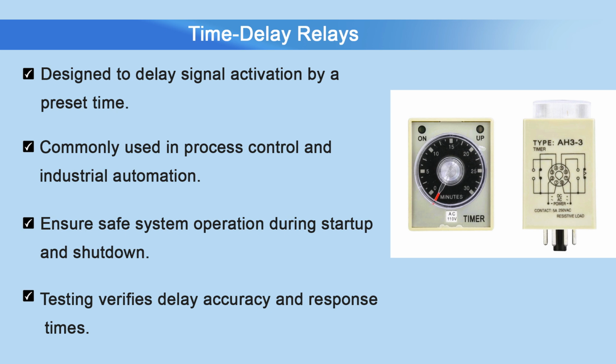Time delay relays introduce a delay between the activation of the relay and the opening or closing of the contacts. They are used to control the sequence of operations, providing a delay in circuit activation or deactivation. These relays are used in industrial automation, lighting control and motor startup applications where specific timing sequences are required.